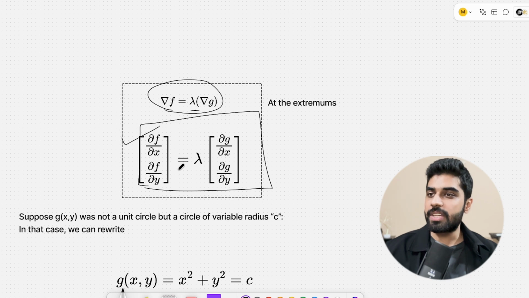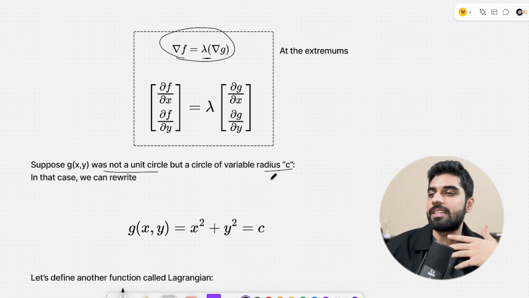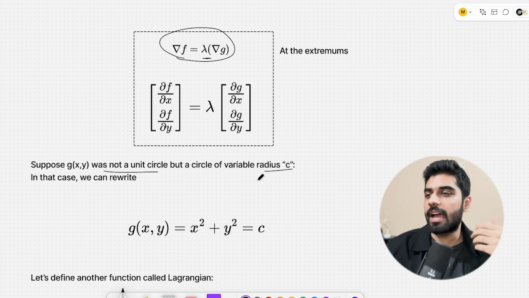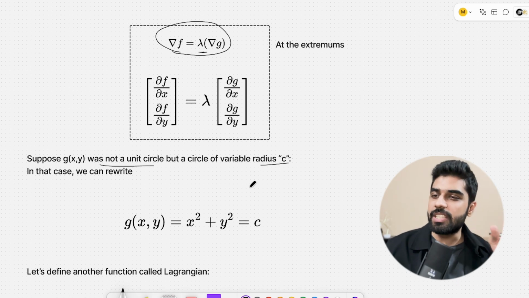And once we have this, what we can do is, let's say we have the form of g, which was a unit circle, but let's say it has some radius. Now let's say it doesn't have to be a unit circle. It has a radius of c, whatever it is. So we can rewrite g in the form where g of x, y is x square plus y square is equal to some constant c. So we have just rewritten g in a different way.